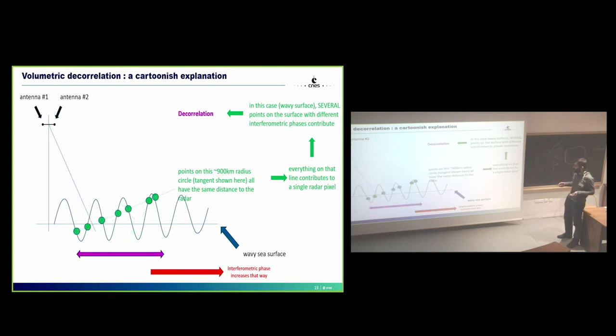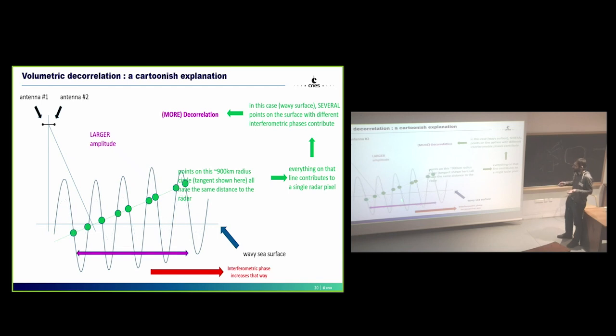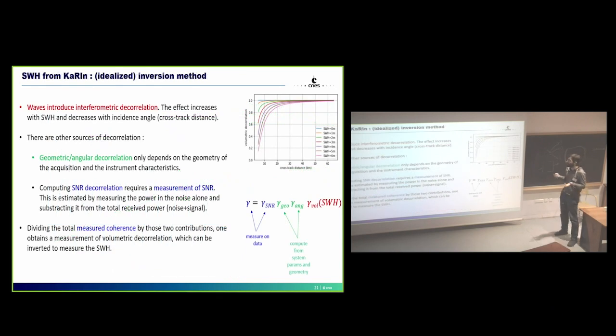Okay. And last thing, which is pretty obvious, if I increase the amplitude of the waves, then again I start having a larger interval of interferometric phases contributing to my summation, so I'm getting more decorrelation. All right, so that was the cartoonish explanation, which hopefully explains why the decorrelation from waves has this shape. As you move to larger incidence angles, much less decorrelation, and of course as you increase the amplitude, much more decorrelation. So that's great.